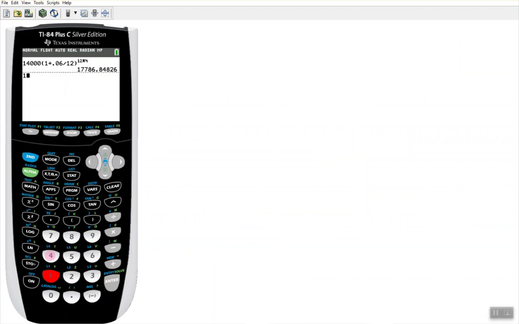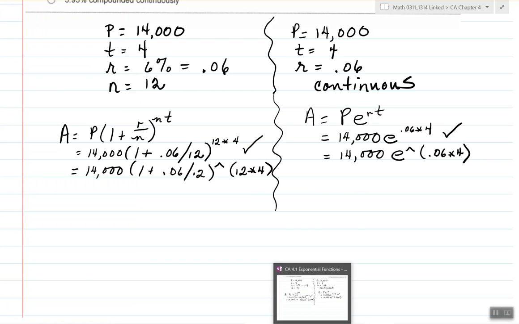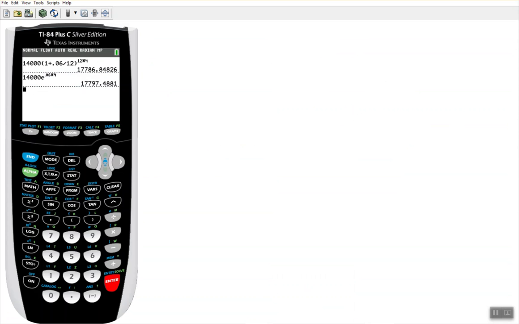So I have 14,000. Second of the ln key is e to the x. 0.06 times the time is 4 years. Enter. All right. I should be able to grab this screen.